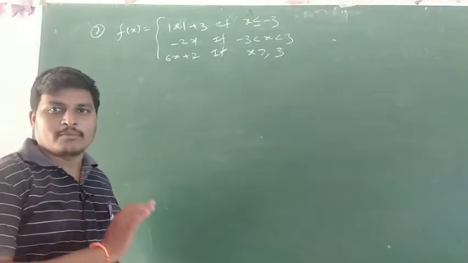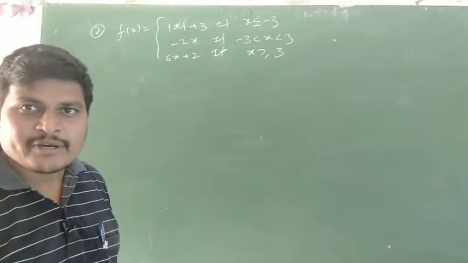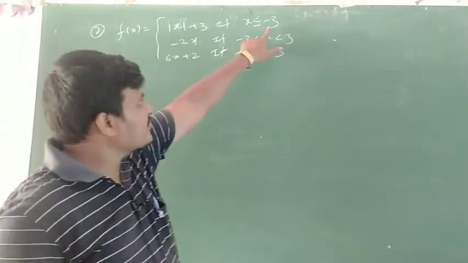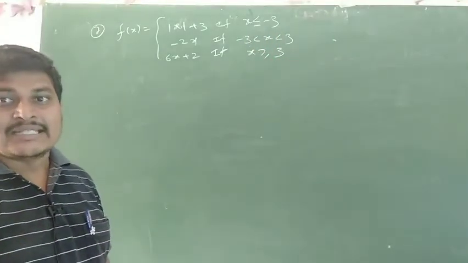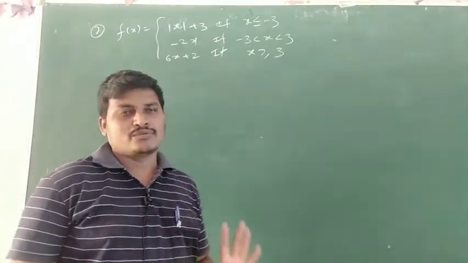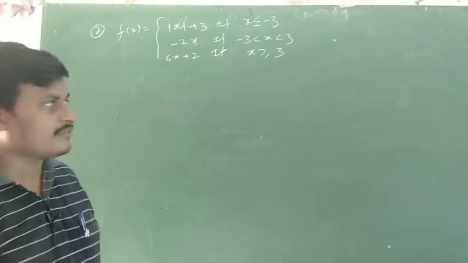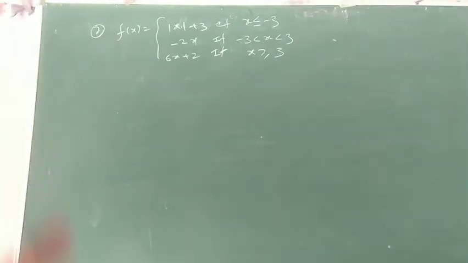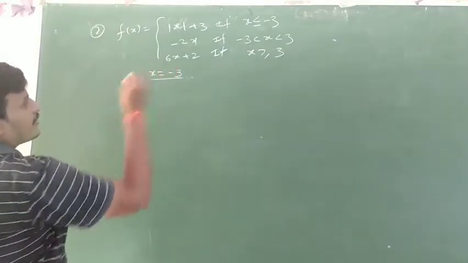So how many points are there in the given problem? -3 and 3. We have to check whether the given function is continuous or discontinuous only at the points -3 and 3. Enough. So first of all, x is equal to -3.